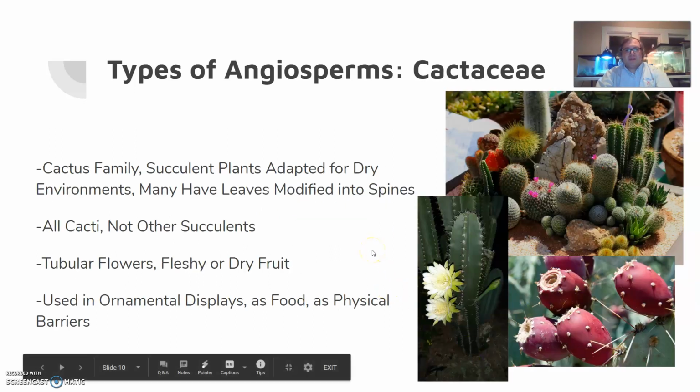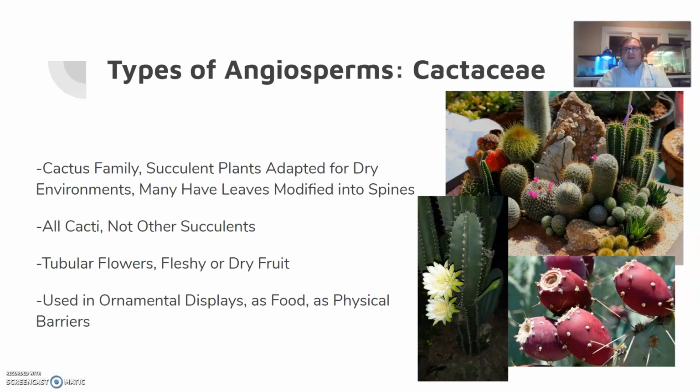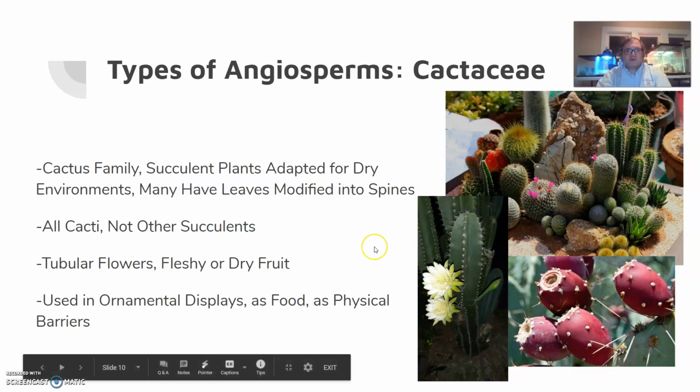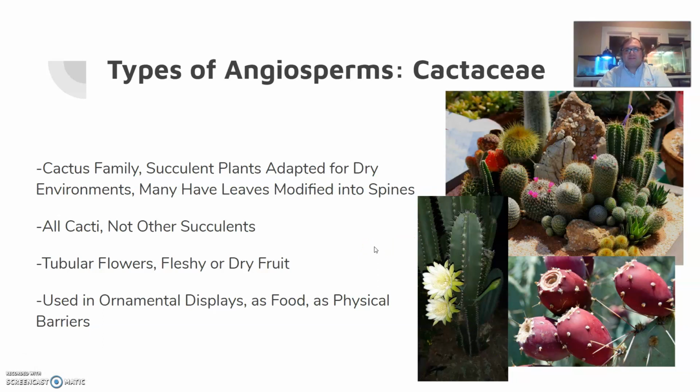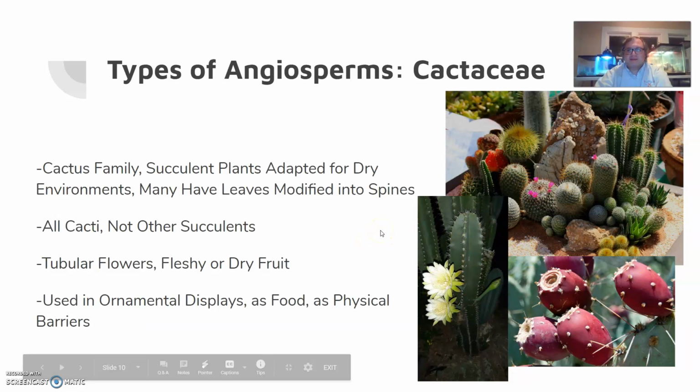Here's another one, the Cactaceae. So this is the cactus family. These are all succulent plants that are adapted for dry environments. So again, very low water requirements. Many have leaves that have been modified into spines. So they don't have leaves in the conventional sense that we think of most plants. They have the spines instead. This is all cacti, but not necessarily other succulents.